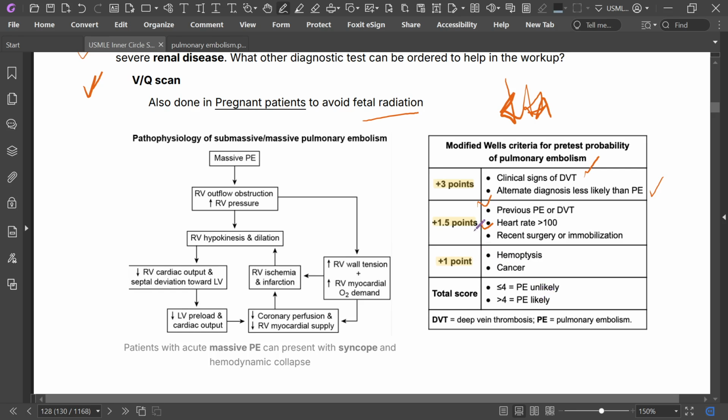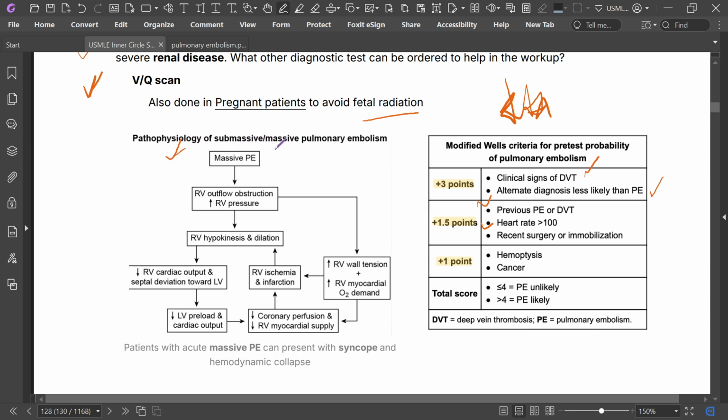So plus 3 points: clinical signs of DVT, alternate diagnosis less likely than PE. 1.5 points: previous PE or DVT, heart rate more than 100, and recent surgery or immobilization. 1 point: hemoptysis and cancer.